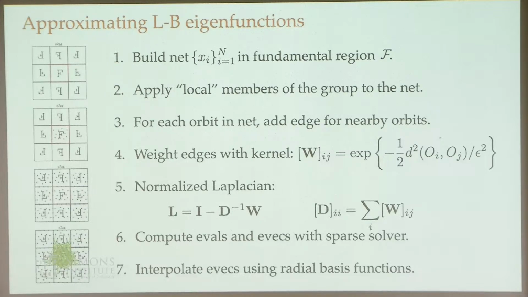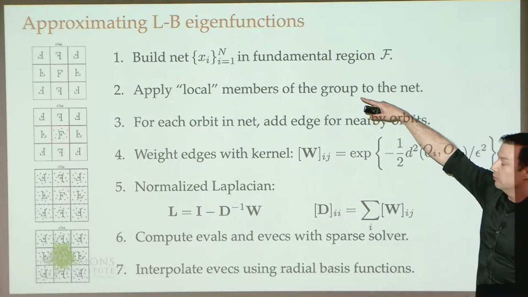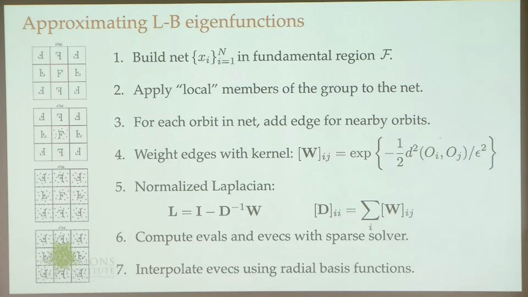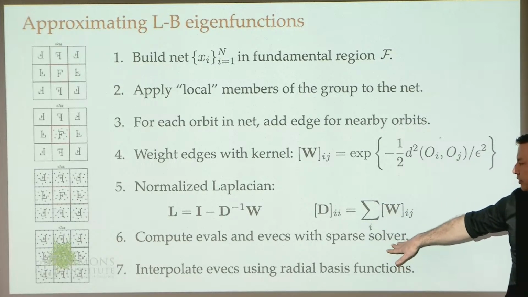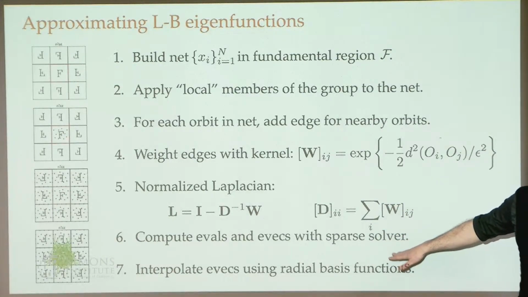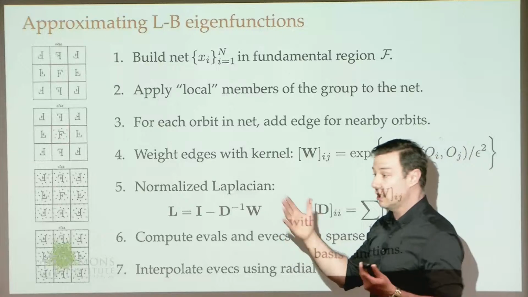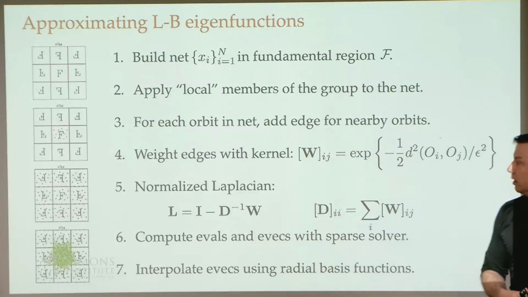So we wind up with a relatively simple algorithm where we have some fundamental region. We throw down our points and apply these local moves to build our net. Then we weight the edges the way one does with Laplacian eigenmaps, and compute the normalized Laplacian eigenvalue decomposition, which is probably very sparse, so this is not too painful. We wind up with a discrete approximation to these functions, and then we can interpolate between them in order to represent them.